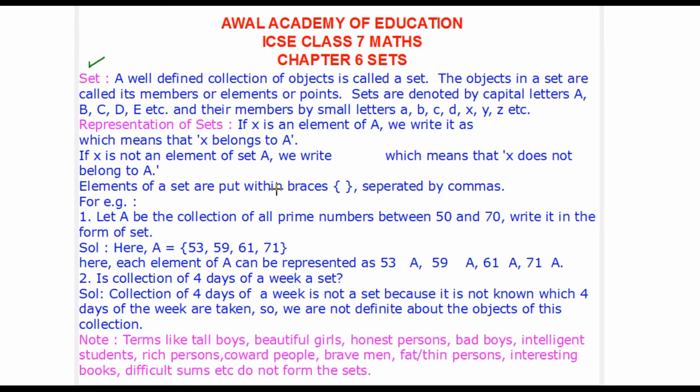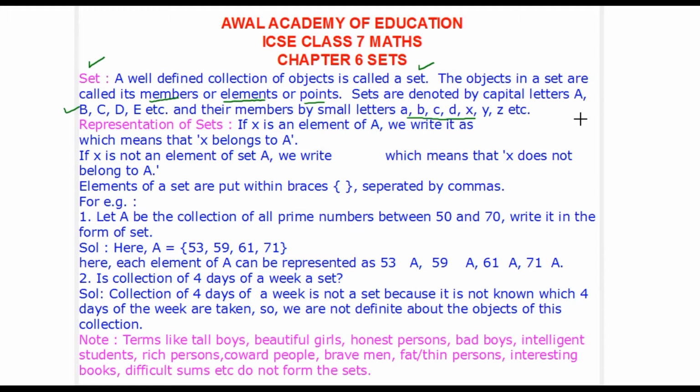A well-defined collection of objects is called a set, right? The objects in a set are called its members or elements. They can be called members or elements or points. Sets are always denoted by capital letters A, B, C, D, E, etc., and their members by small letters a, b, c, d, x, y, z, etc.